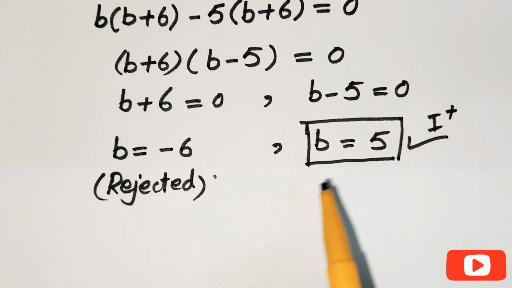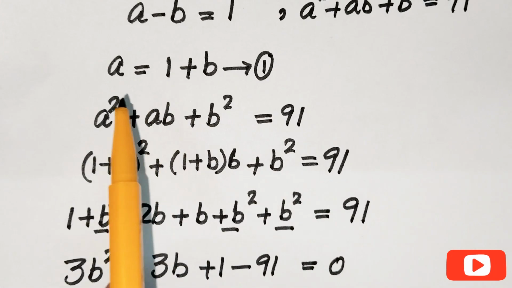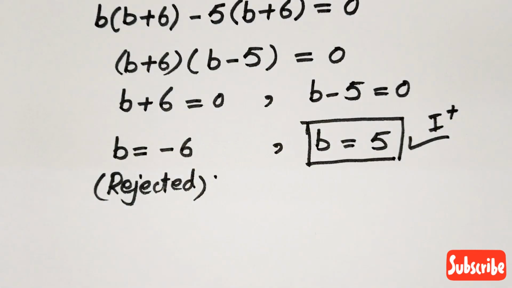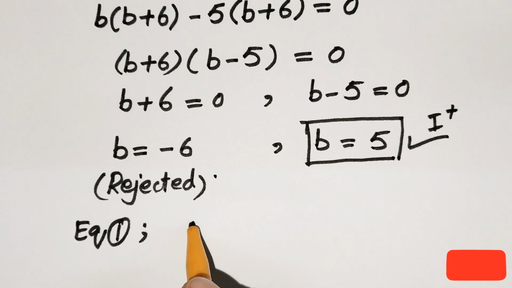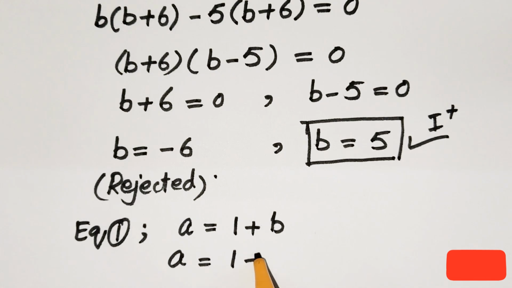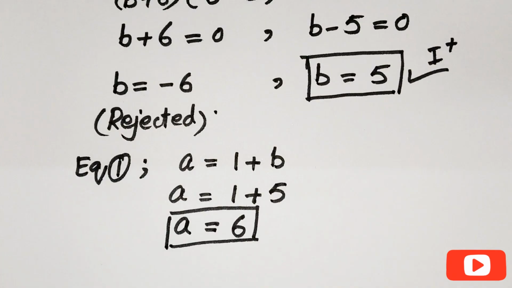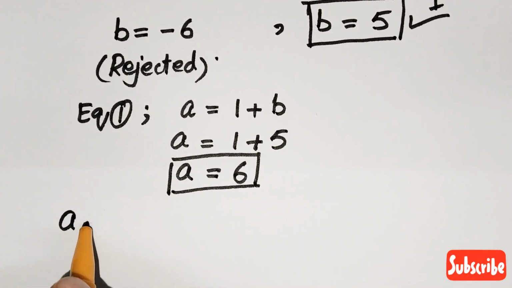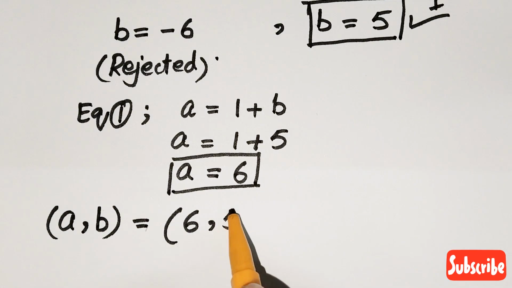Now if we put b is equal to 5 in our equation number 1, recalling equation 1, which is a is equal to 1 plus b, so putting the value of b here, we get 1 plus 5, and 5 plus 1 is equal to 6. So we have the value of a equal to 6. So we find that the value of a is 6 and b is 5.